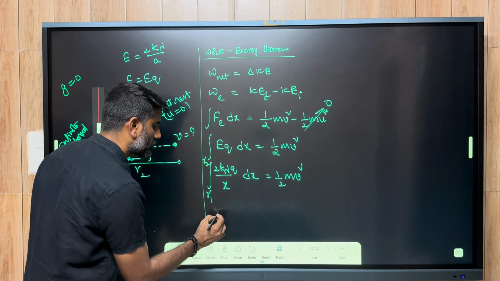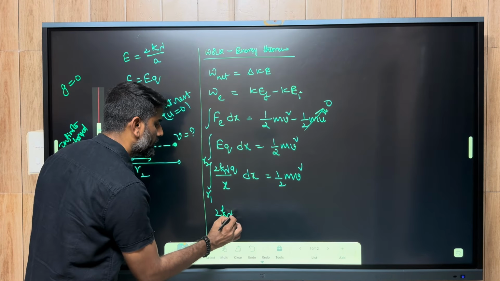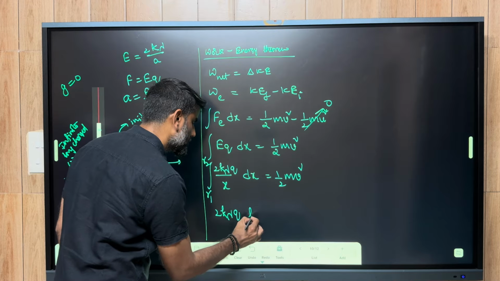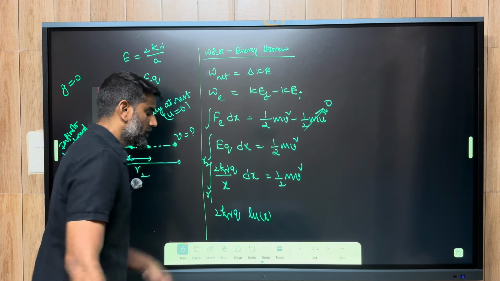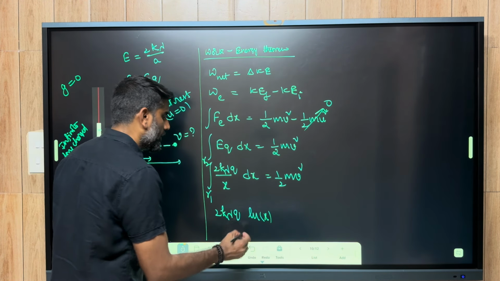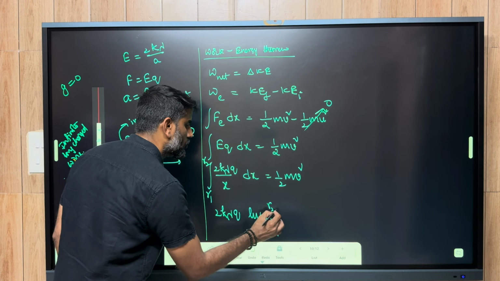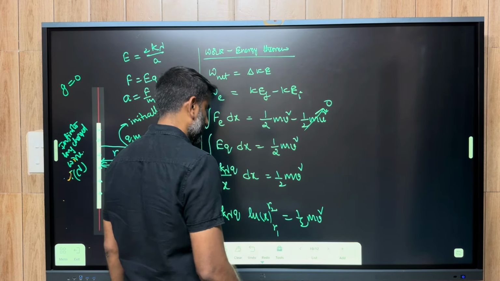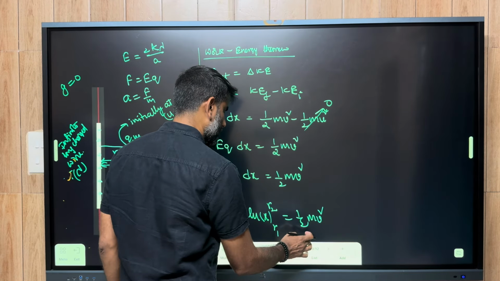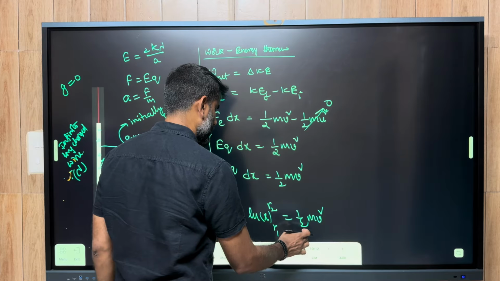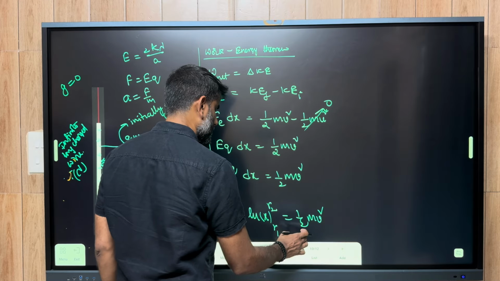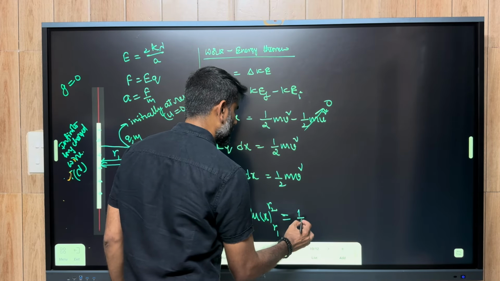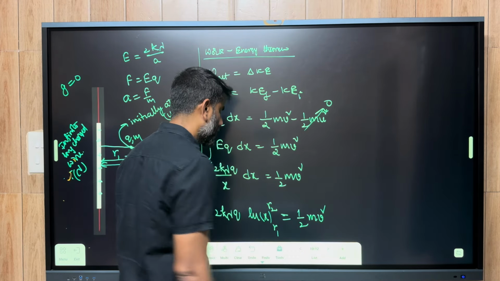So k, q, lambda q are constant. 2 k lambda q are constant. Integration of 1 by x is log x, and it is ranging from r1 to r2, which is equal to 1 by 2 mv square.